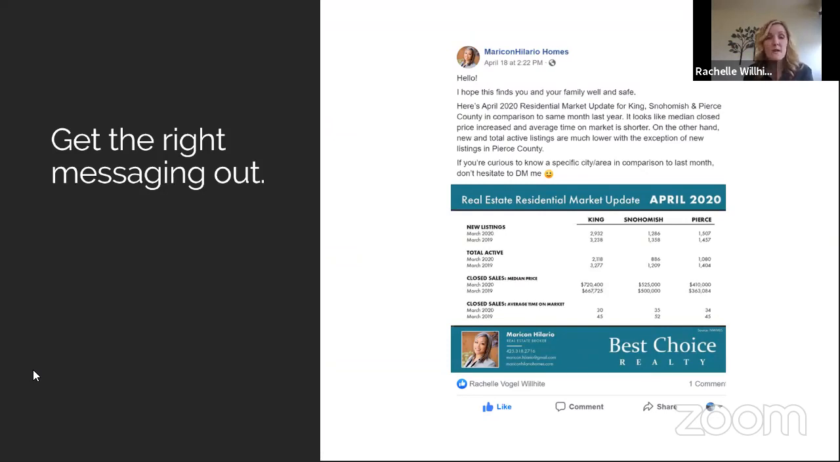You want to get the right messaging out. And I love how she really focused on the areas that she's working. So she might be working in King, Pierce, and Snohomish. I love how this breaks down the total listings, the amount of actives, and the closings. That's what clients want to know, but they also want to know what this is like in comparison to last year. So I'm going to stretch Maricon to think about how she wants to display that data with the next thing we're going to talk about in a minute.